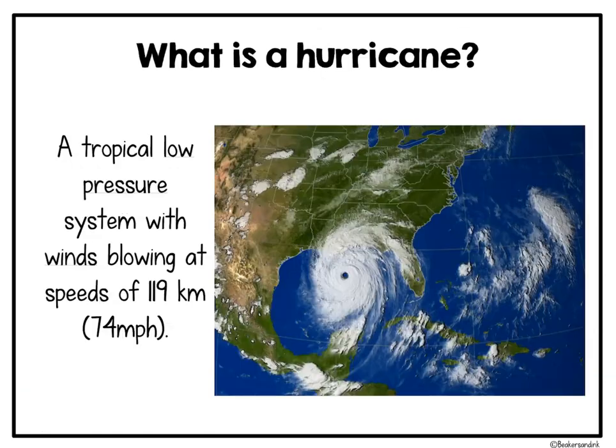All right, next we're going to talk about hurricanes. So hurricanes are tropical low pressure systems, and they have winds blowing at speeds of 119 kilometers per hour, which is about 74 miles per hour.